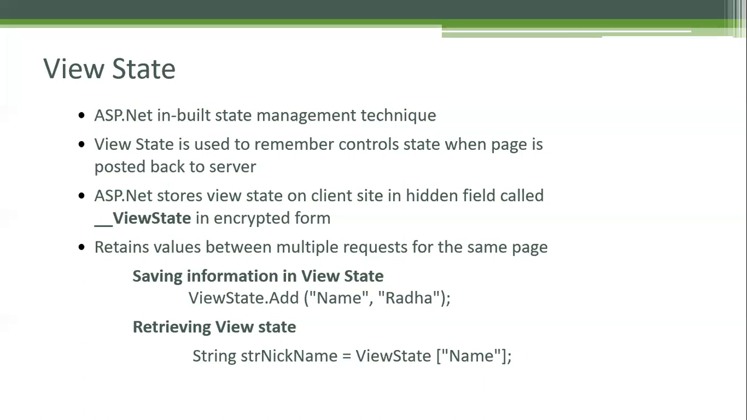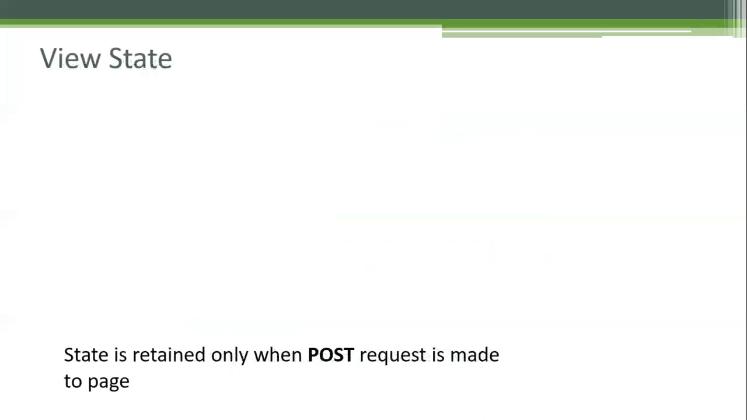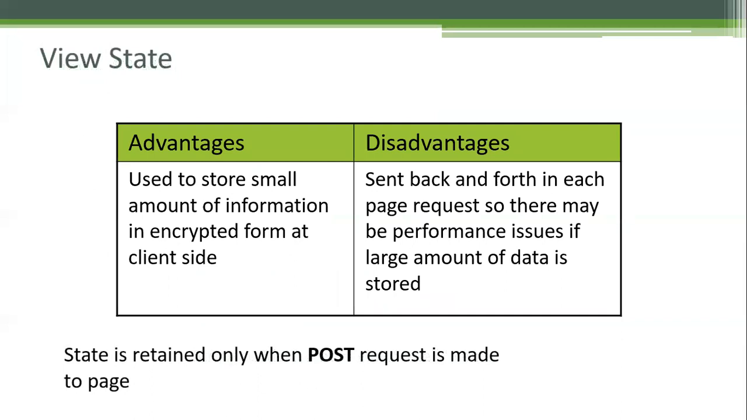If we want to add some information to the view state, we can use ViewState.Add with a name, like name Radha, as a key and value. Then we can retrieve it using the key name. We saw an example for this already. Okay, view state advantages and disadvantages.